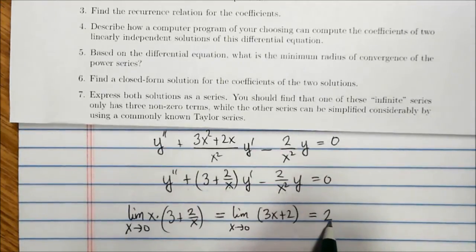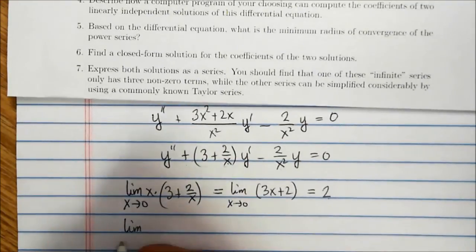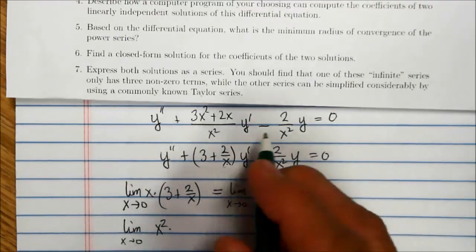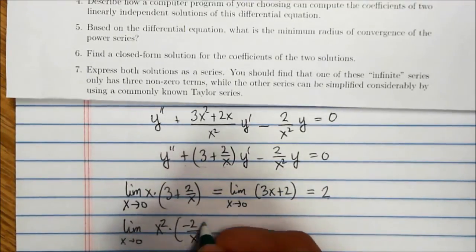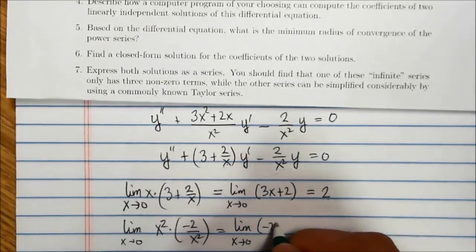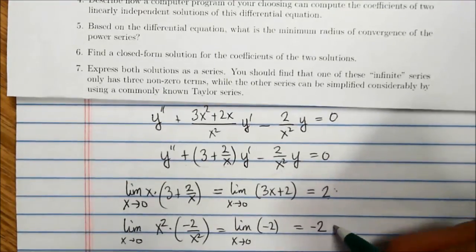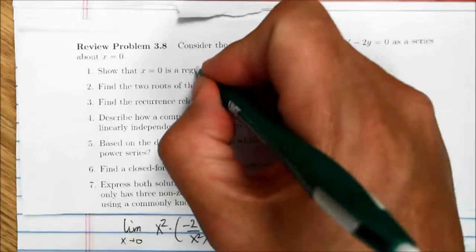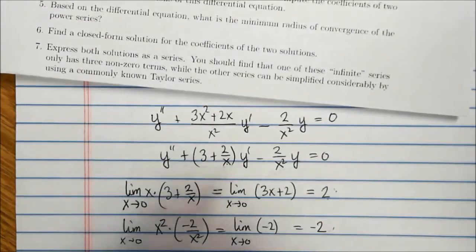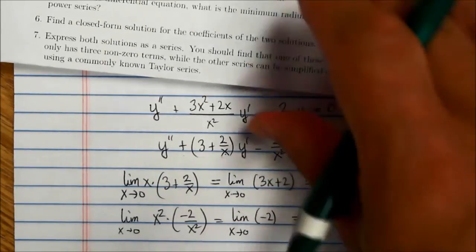So this has a limit. Next, we'll take a look at the limit as x goes to 0 of x squared times this bit, negative 2 over x squared. That's the limit as x goes to 0 of negative 2, and so that has a limit as well. So both of these limits exist, and so that shows that x equals 0 is a regular singular point.